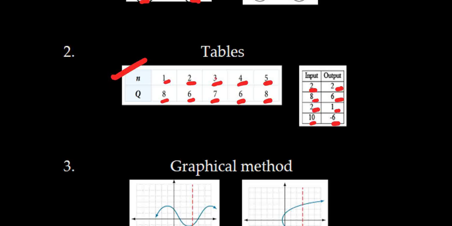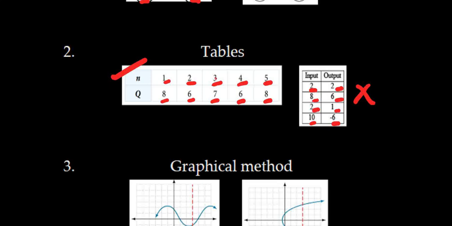Now, if you look at this table carefully, you discover that 2 appeared twice. So 2 being an input value has two different output values. In the first case, 2 has an output value of 2, and in the second case, 2 has an output value of 1. Therefore, this relation is not a function because 2 has more than one output value.